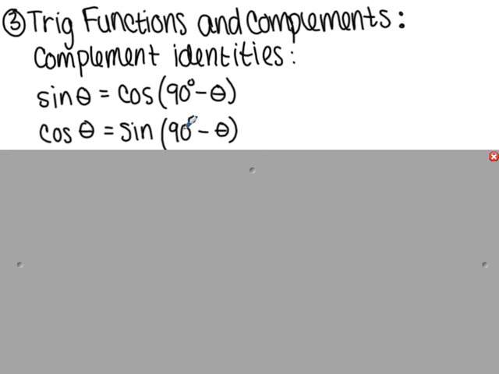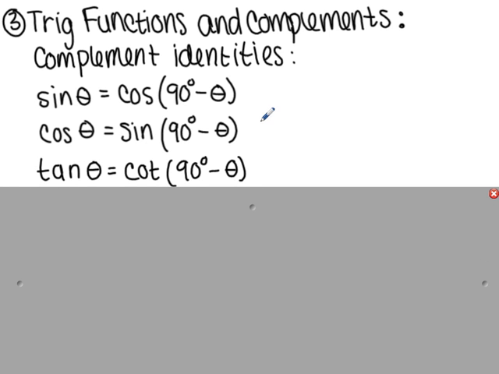Cosine theta is the same thing as sine of 90 minus theta. Tangent theta is the same thing as cotangent of 90 minus theta. We also have the reciprocal identities. For secant, we have cosecant of 90 minus theta. Whoops. Cosecant of 90 minus theta.